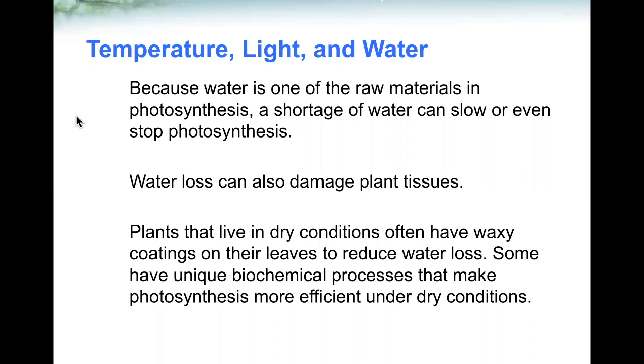Because water is one of the raw materials in photosynthesis, a shortage of water can slow or even stop photosynthesis. Water loss can also damage plant tissue. Plants that live in dry conditions often have waxy coatings on their leaves to reduce water loss. Some have unique biochemical processes that make photosynthesis more efficient under dry conditions.